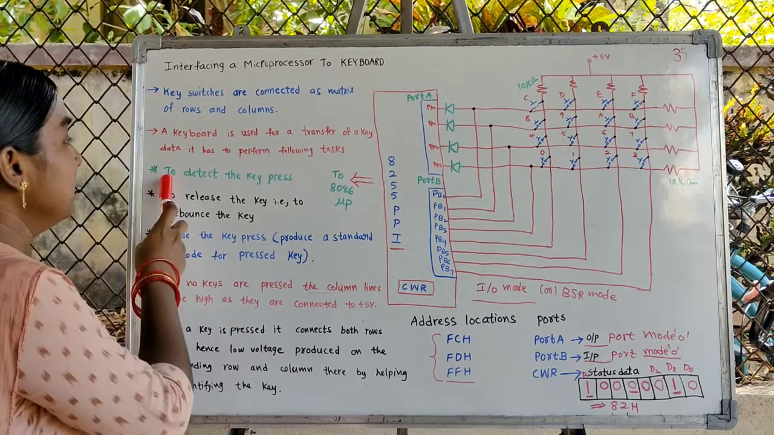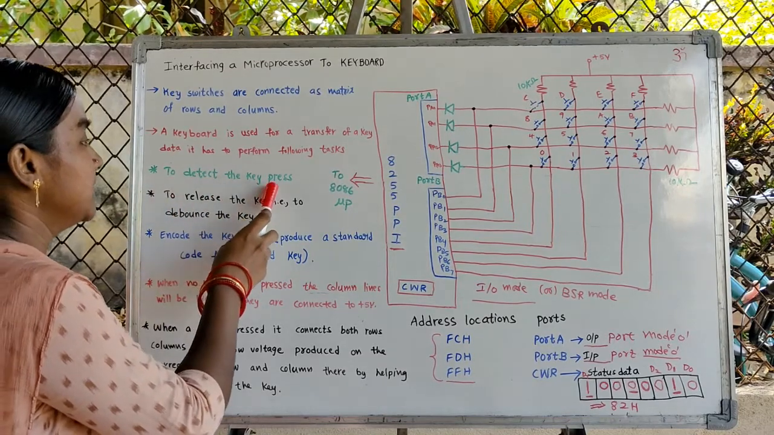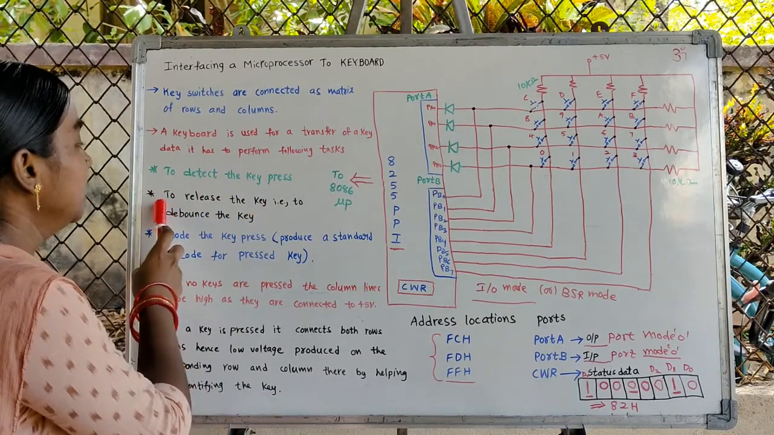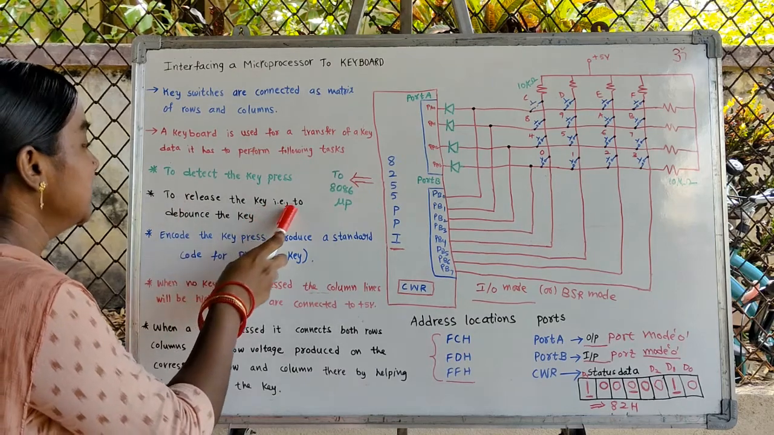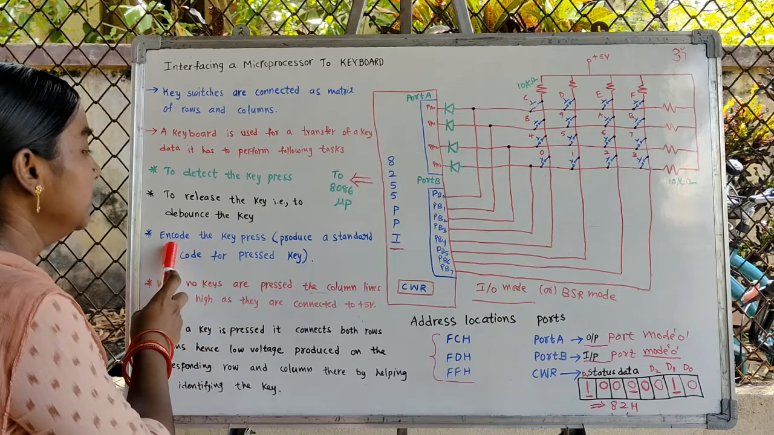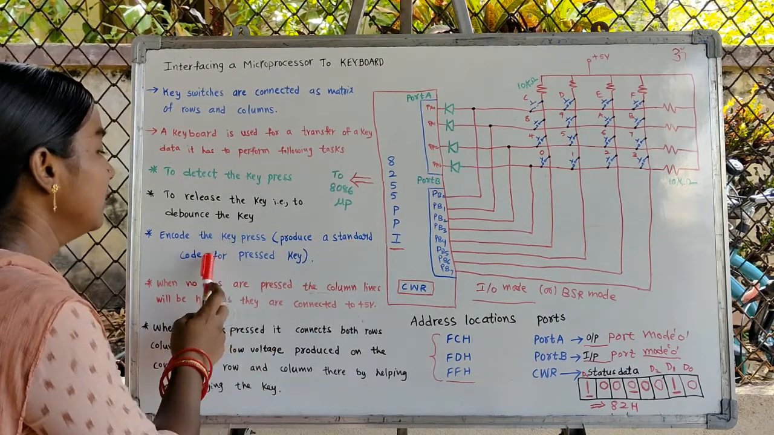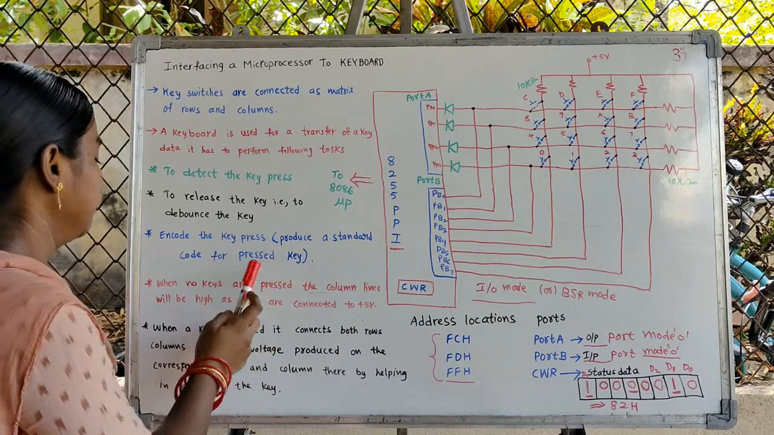Here the first important task is to detect the key press. Second, to release the key, that is to debounce the key. The third one is to encode the key press, meaning produce a standard code for the pressed key.